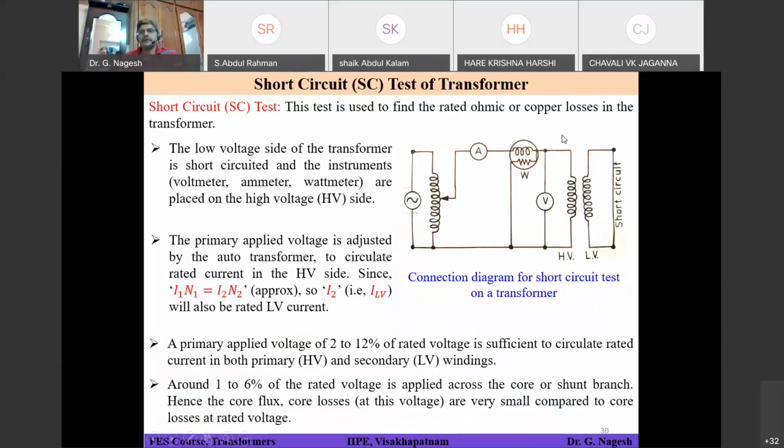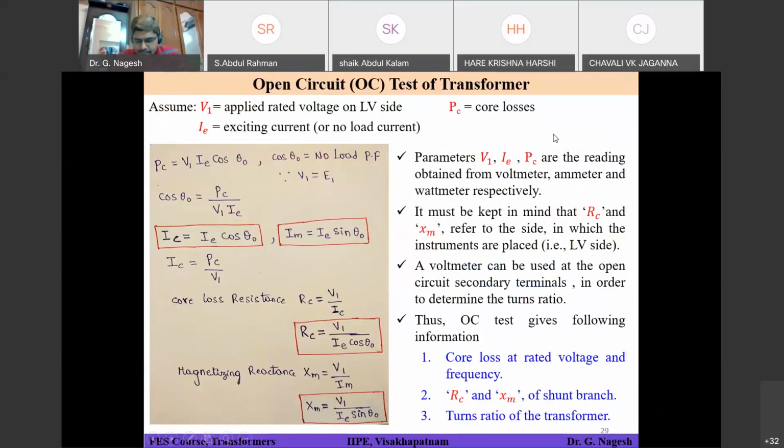Okay, so we have seen the open circuit test, and the open circuit test is done to determine the core losses. You have to apply rated voltage, and it is independent of the current. So that's what we have seen, how to perform the open circuit test on a transformer.